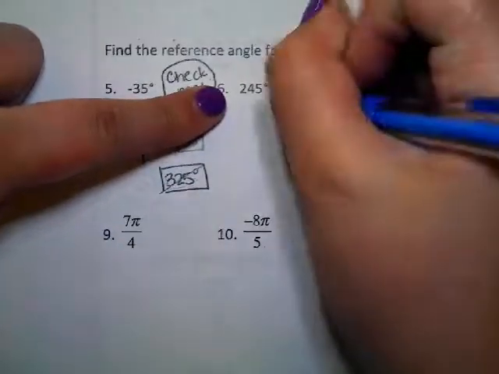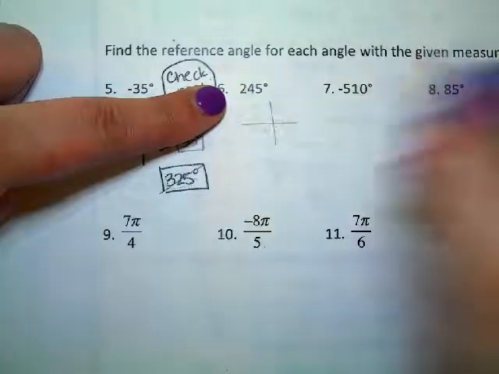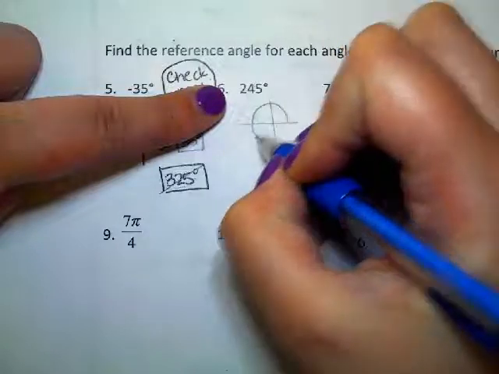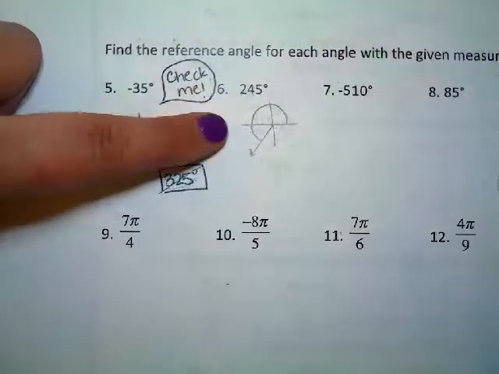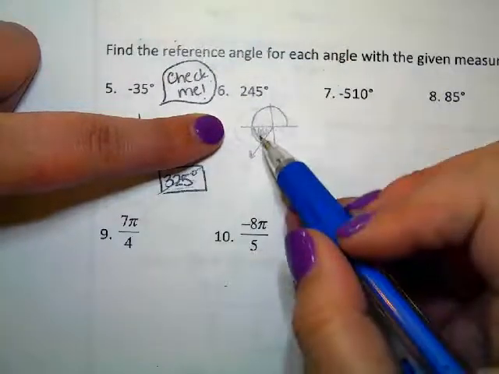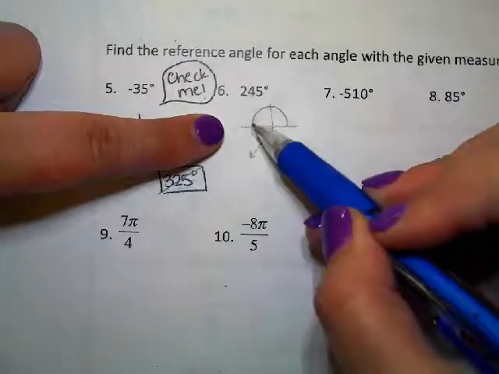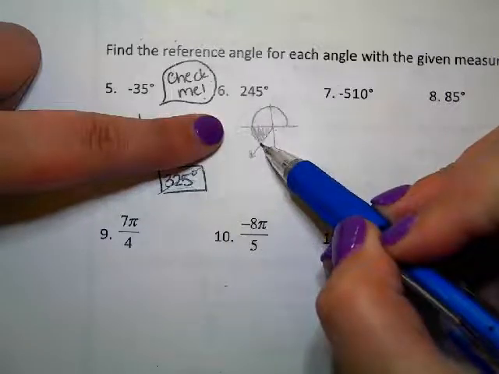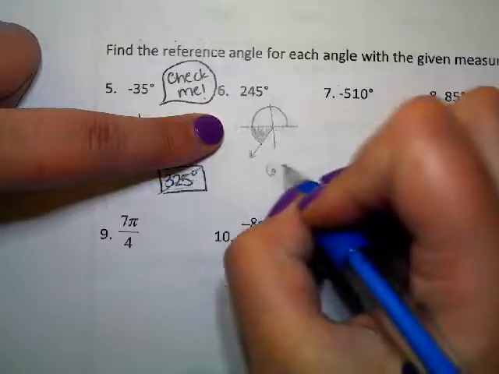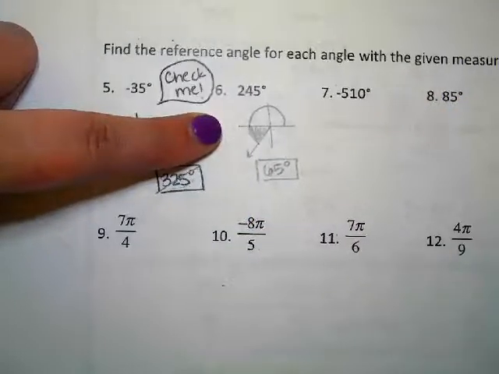So 245 degrees, what quadrant would that be in? The third quadrant. So we're going to draw this. It's not quite to 270, it's a little bit past the middle, so it's right here. And so what we have to figure out is what is this part of the angle right here. That's what we want to know, how many degrees are between this line and the x-axis. So from 180 to 245, how many degrees are there? 65. So the reference angle is 65 degrees. It is 65 degrees away from the x-axis.